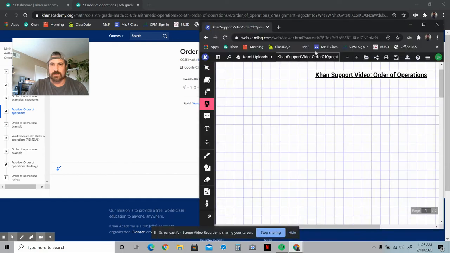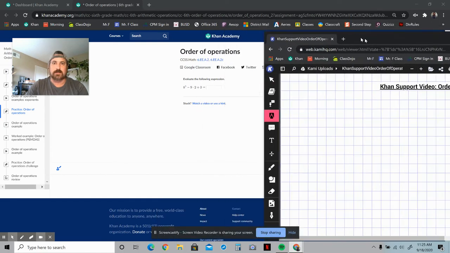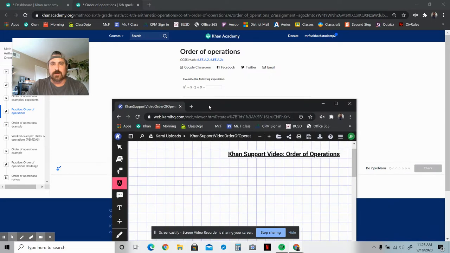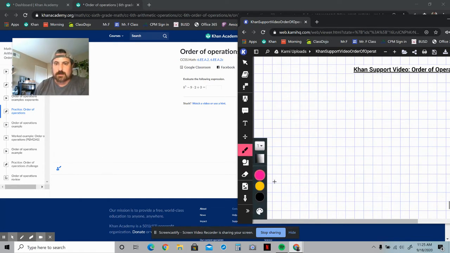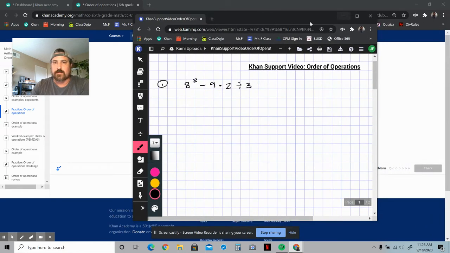Let me see if I can get this light on top. Okay, it's a little blocky, but hey. All right, so we're going to do this one here. So I'm going to copy it down onto the paper, and then we'll go through it one step at a time. So this one is, all right, black here for you guys. Number one that we're doing, it's going to be 8 to the third power minus 9 times 2 divided by 3. Okay, so let's focus on this one right here.